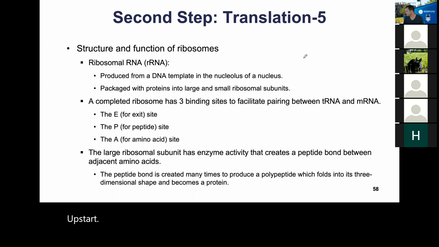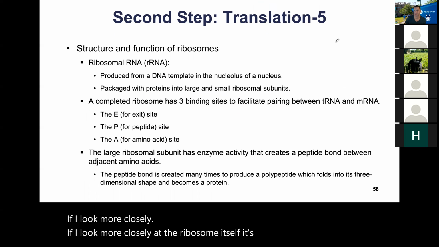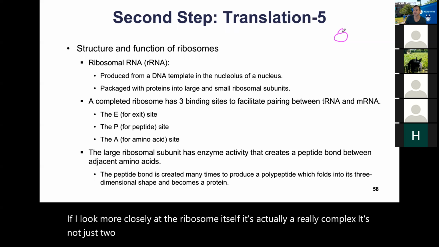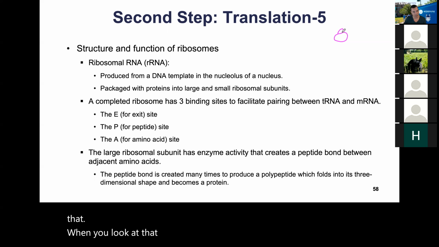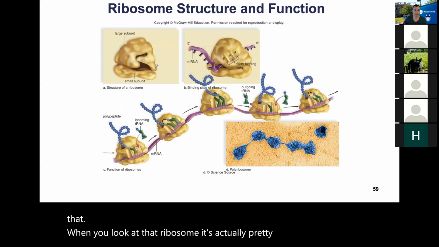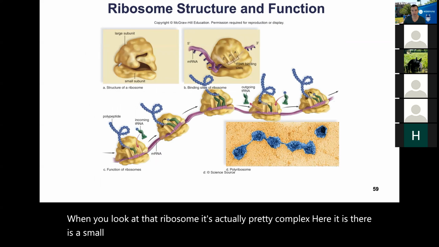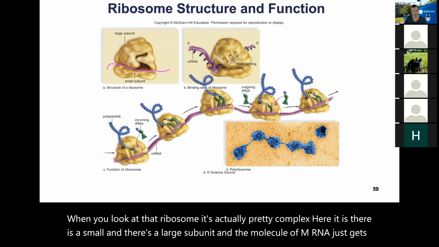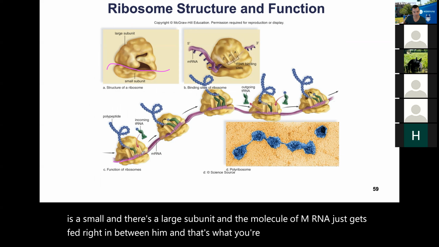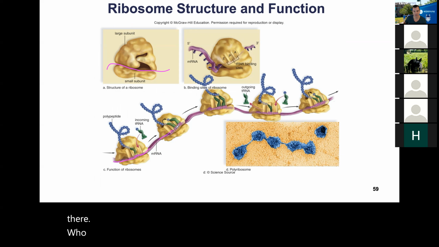If I look more closely at the ribosome itself, it's actually really complex. It's not just two turds sitting on top of each other here, boom and boom like that. When you look at that ribosome, it's actually pretty complex. And here it is. There's a small and there's a large subunit, and the molecule of mRNA just gets fed right in between them. And that's what you're seeing right there. Ooh, and it's purple too, see? Synergy. Okay.